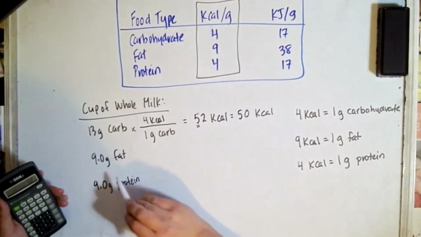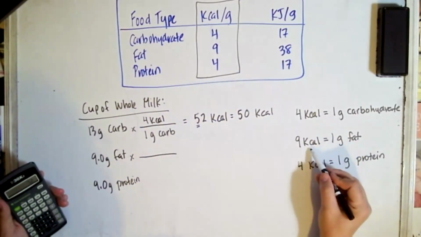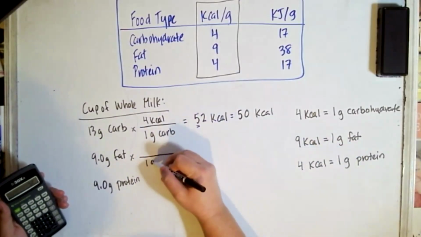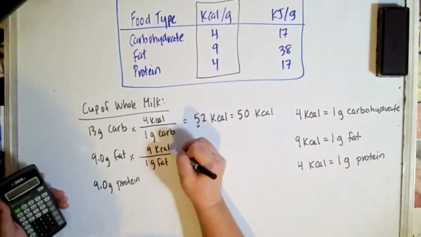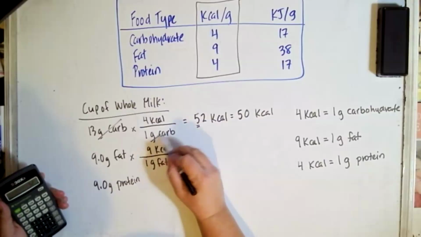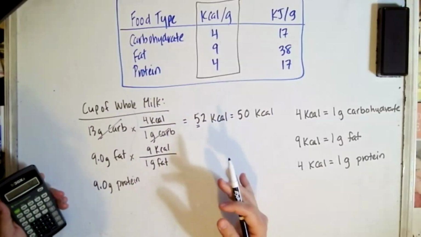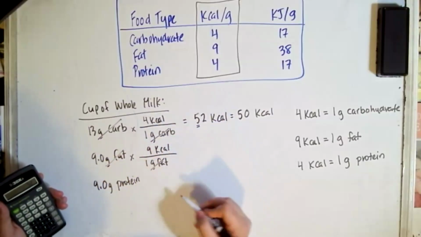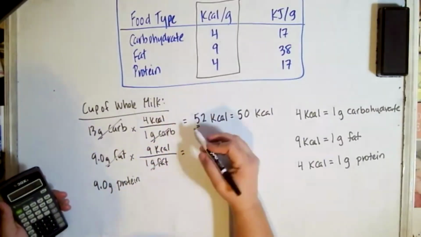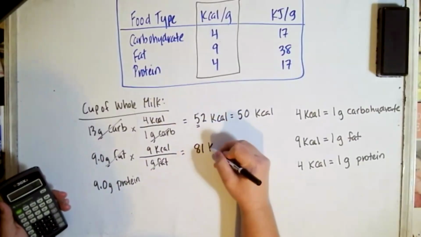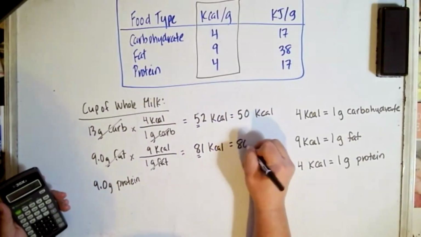Then we have 9 grams of fat. So now we're going to say, all right, well, I know that for every 1 gram of fat, there's going to be 9 kilocalories. Notice that in our calculations here, like our grams of carbohydrate, it was on opposite sides of the fraction, so it canceled out. Grams of fat is on opposite sides of the fraction, so it cancels out. 9 times 9 is 81. And so we'll round that to the tens place again, so that'll be 80.